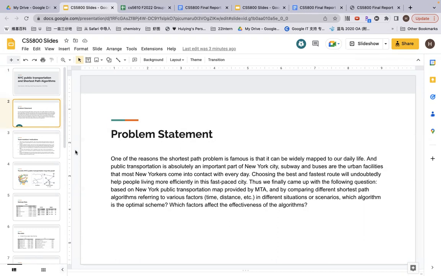So we finally came up with the following question. If we have the New York public transportation map and we can compare different shortest path algorithms in different situations or scenarios, which algorithm is the optimal scheme and which factors affect the effectiveness of the algorithms?